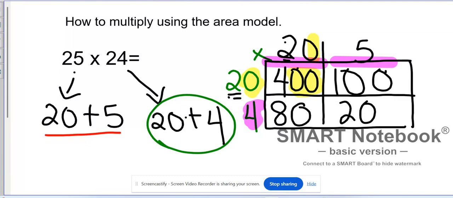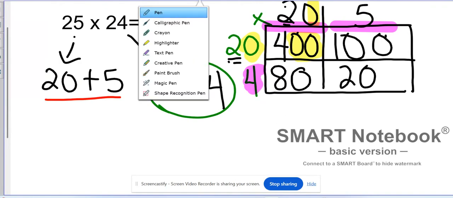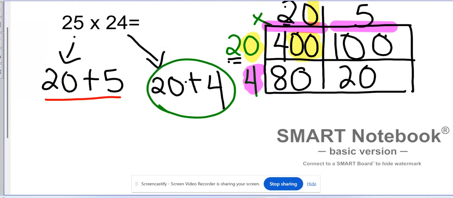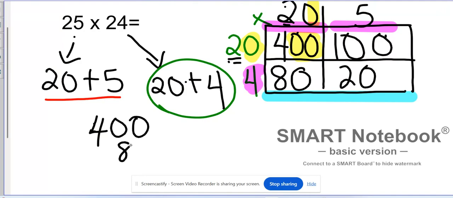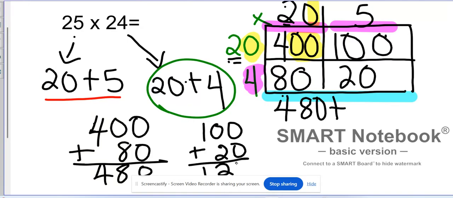My last thing I need to do is combine all of those. We're going to do that in steps. I am going to move my board down a little bit so we can add those. I'm just going to put it right under here. And let me put a different color so we know exactly what we are doing. I'm going to use green here. I know if I have 400 and I have 80, that's going to give me 480. Next, I have to add 100 plus 20. I know 100 plus 20 is going to be 120. Now I have to add 480 plus 120.